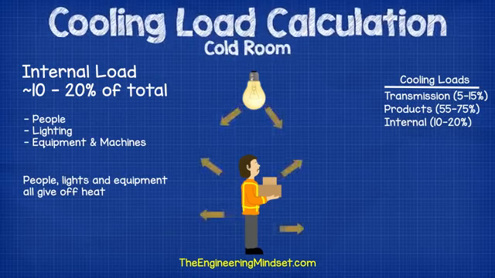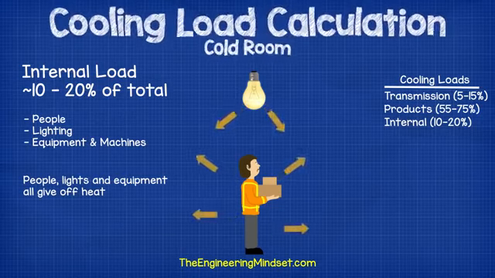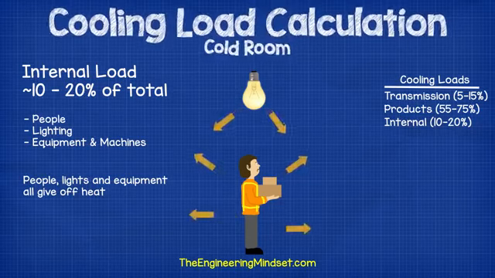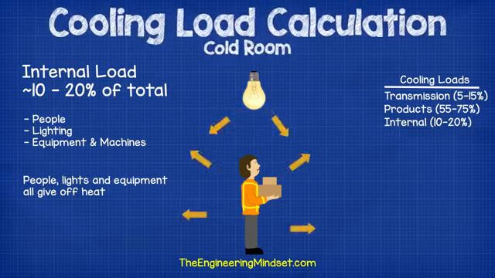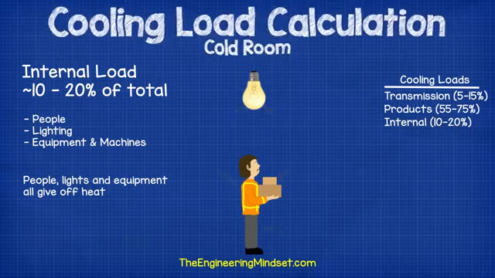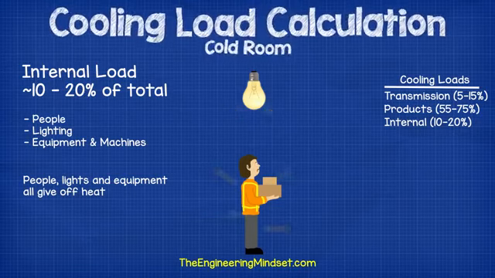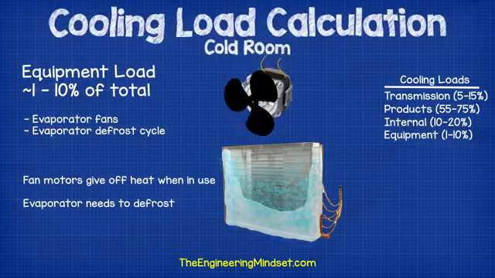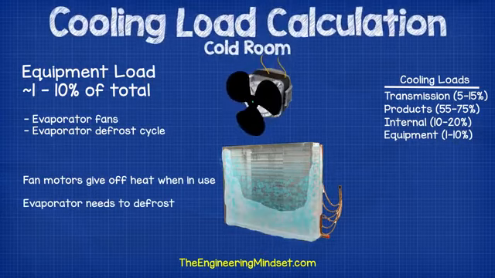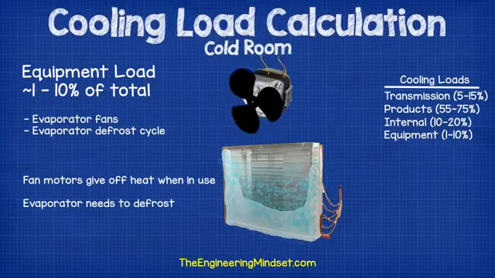The next thing to consider is the internal loads, which account for around 10 to 20%. Now this is the heat given off by people working in the cold room, as well as the lighting and equipment such as forklift trucks, etc. So for this, you'll need to consider what equipment will be used by the staff members in order to move the products in and out of the store. How much heat will they generate, and how long will they and the equipment be in the store for per day?